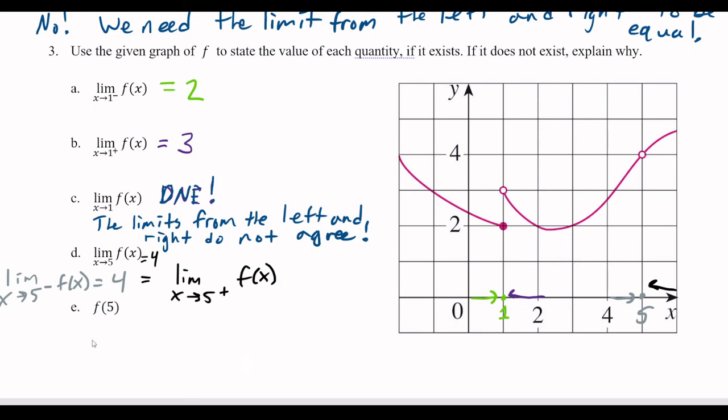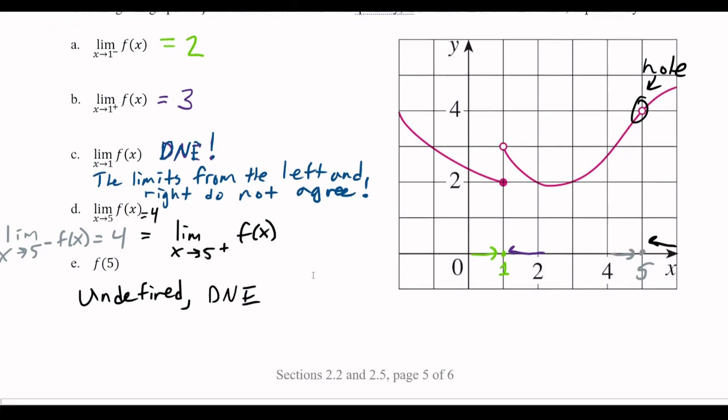F of 5 is undefined, aka does not exist. There's a hole. There you go. But that's okay. The limit does not care about what happens at that actual point. If there's a hole at the point, don't care. If the point is not where the limit is and it's somewhere else, don't care. Doesn't matter.